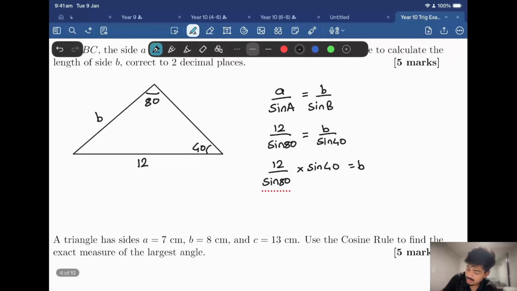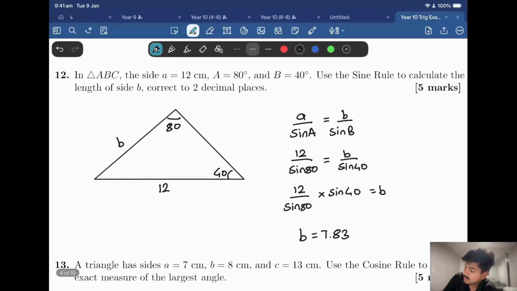Okay, and we have 12 over sine 80 times sine 40. So my value of B is 7.83. Okay, and that's to 2 decimal places. And what's our units?